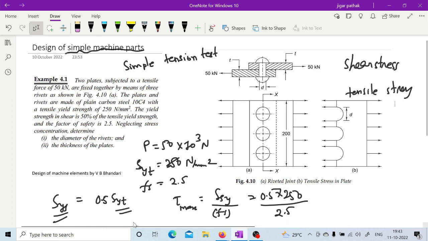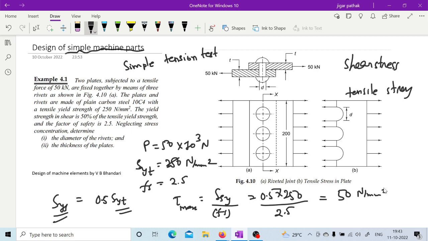So here, if we start with this rivet, then you need to have an idea about the shear strength, which will be available from this shear yield strength upon this factor of safety. So it will be, I guess, 50, right? This will be 50. Yes or no? Yes, sir.